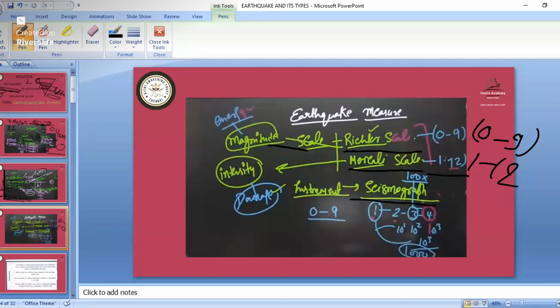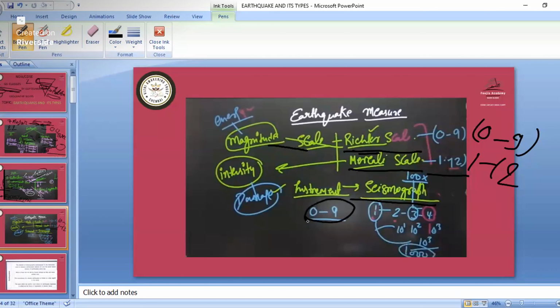So the instrument we are using is the seismograph, and the scales we use are the Richter scale and the Mercalli scale. So don't get confused between Richter, Mercalli and seismograph. The seismograph is the instrument, but inside the instrument we have both the Richter scale and the Mercalli scale. By the Richter scale we measure the magnitude of the earthquake, and intensity we measure by the Mercalli scale.